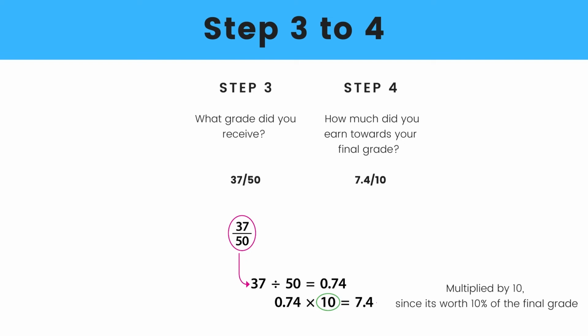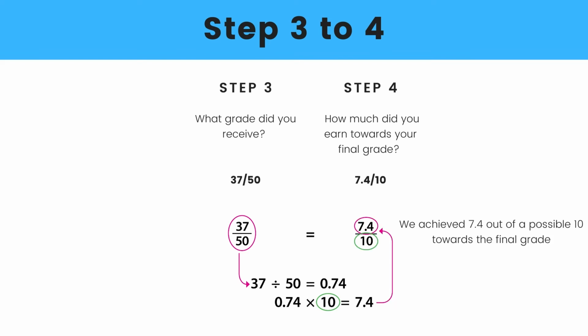If, for example, quiz number 1 was worth 20% of our final grade, we would have multiplied 0.74 by 20 instead of by 10. For the sake of our example, 10% is what the quiz was worth, so we multiply 0.74 by 10 and we're given 7.4 out of a possible 10 marks towards the final grade.